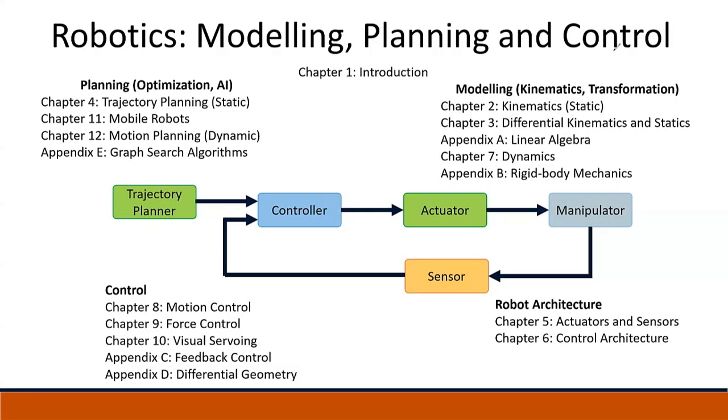So here we do have a control loop. Based on this control loop, let's look at it. You do have a sensor. So this is a robot arm. It's a robot arm.